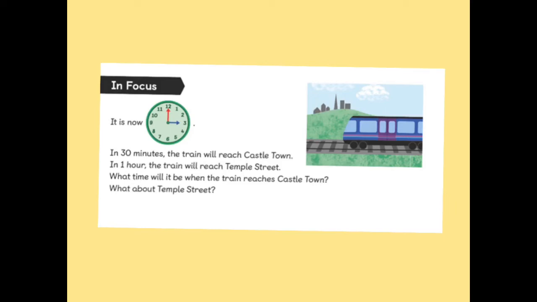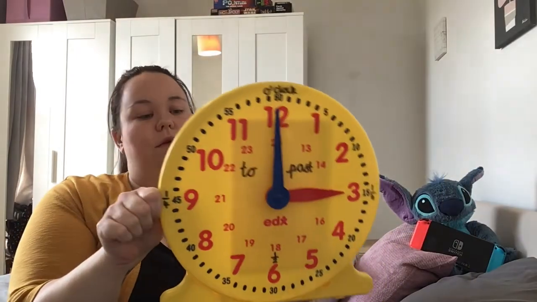So at the moment it is 3 o'clock. In 30 minutes the train will reach Castletown. In 1 hour the train will reach Temple Street. What time will it be when the train reaches Castletown? What about Temple Street? Have a go first and then carry on watching the video to find out how to work it out.